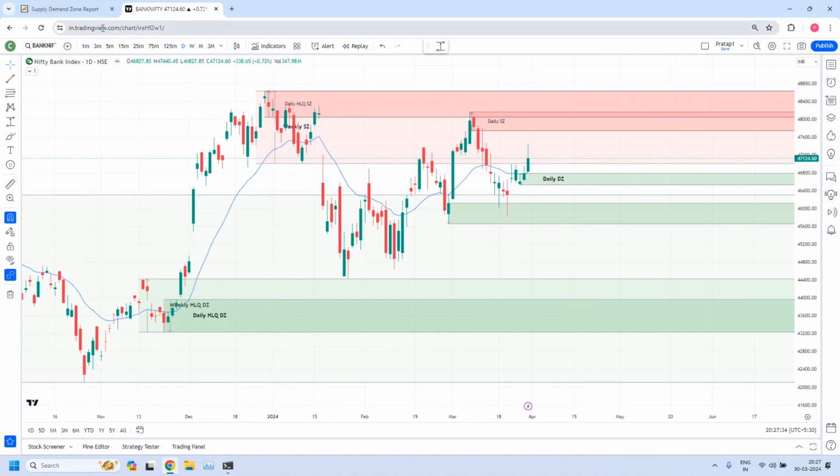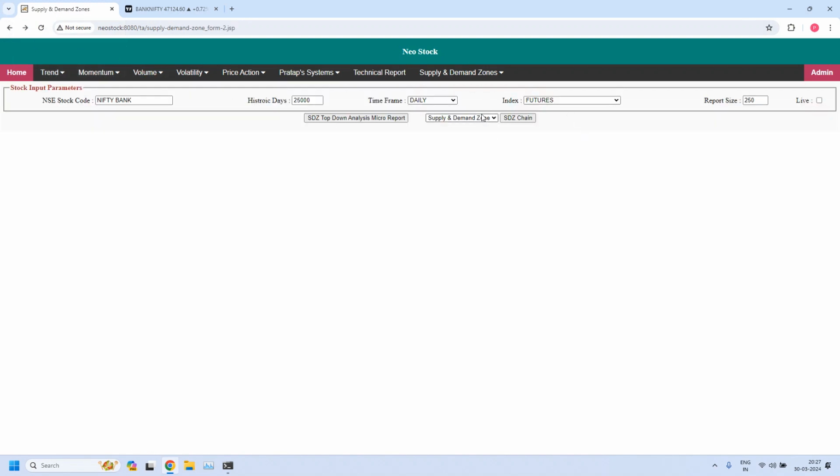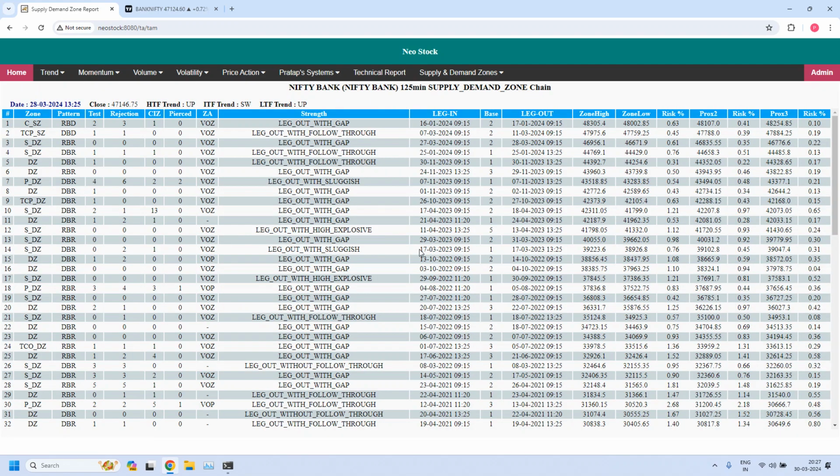Okay, now let's move on to the next time frame, that is 125 minutes. From 125 minutes onwards, we will draw the immediately available zones. Let's not go very deep.